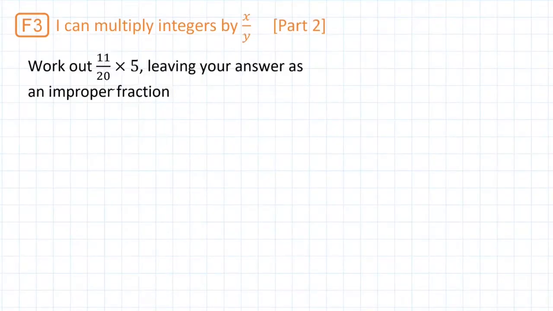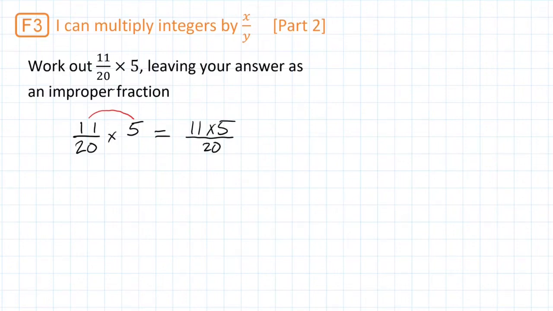For the final part of F3, let's look at an example where the answer isn't a whole number. So we're working out 11 over 20 times 5. Again, we start by multiplying the numerator by the whole number. We're left with the division 55 divided by 20, which we know won't go exactly. So if we can, we simplify this fraction.